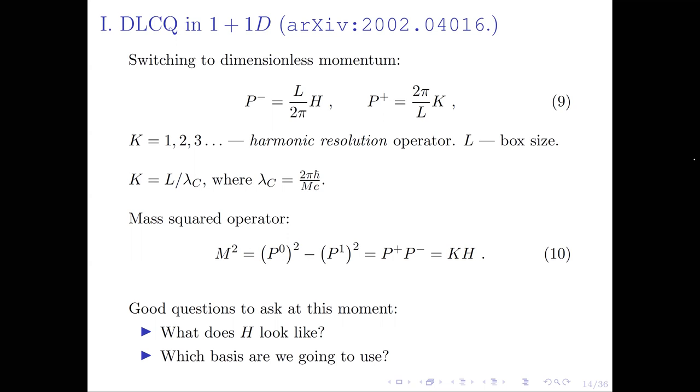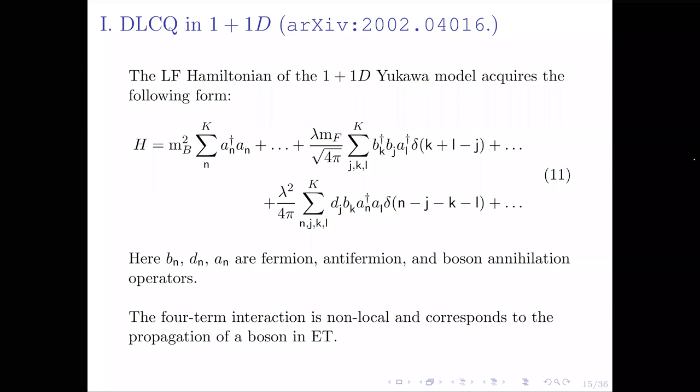In this presentation, I'll be mostly talking about bound state problems. If you want to determine the spectrum of your theory, you diagonalize the mass squared operator. In equal time, this is P0 squared minus P1 squared. But in the light front, this is just P plus times P minus, or in terms of the dimensionless momentum, K times H, which is very nice. Because if you are working at a fixed total momentum, so all of your Fock states belong to the block of the same momentum, then your mass squared operator is, up to a number, simply proportional to the Hamiltonian. At this moment, I need to tell you what the Hamiltonian looks like and what the basis is in which we're solving it. The Hamiltonian of the 1+1 D Yukawa model looks as follows. As usual in QFT or in quantum chemistry, it's a polynomial of creation and annihilation operators.